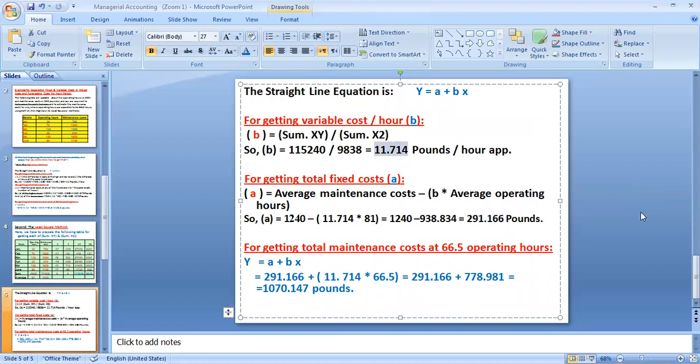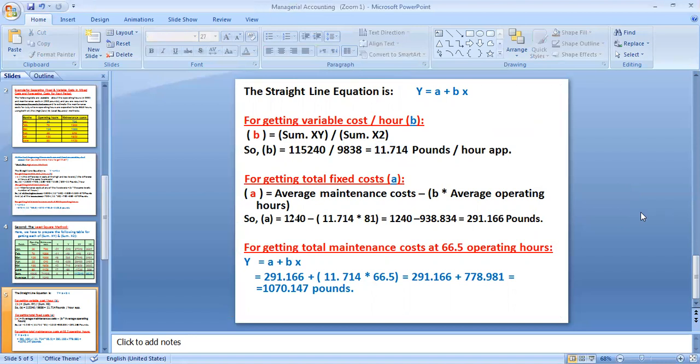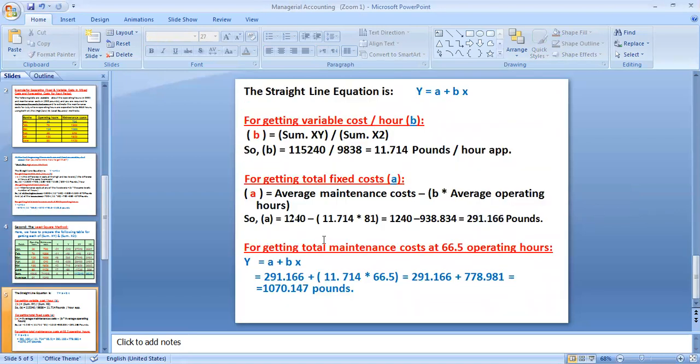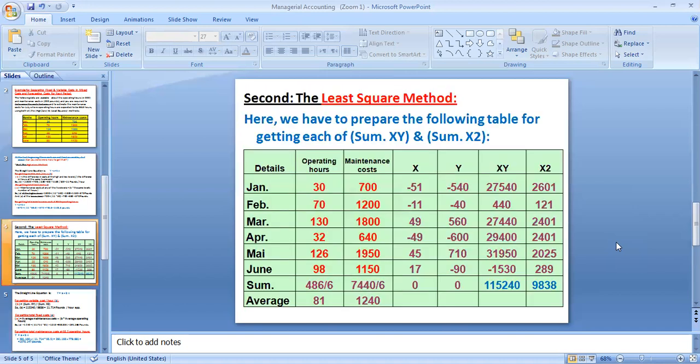Now, can you estimate the total maintenance cost for 66.5 operating hours? Yes, I can. And I can calculate for any other level, but in the relevant range, I mean between 30 and 130. 66.5 multiplied by B, then adding the fixed cost, gives 1,070.147 pounds. So the difficulty of the least squares method is how to prepare this table.